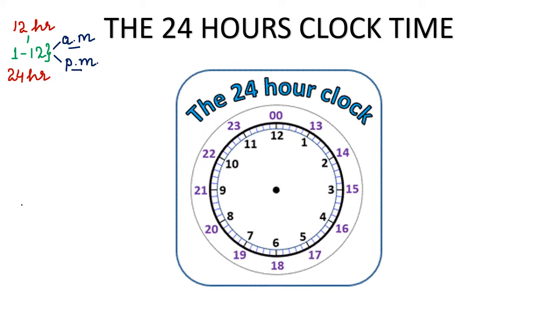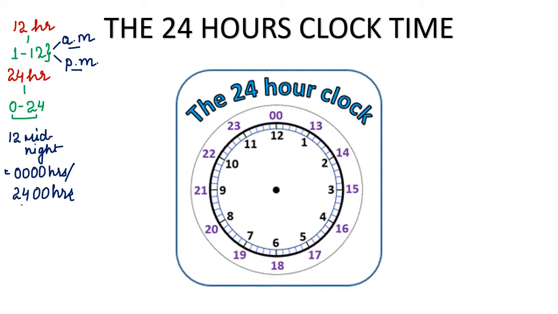But in the 24-hour clock, the hours from midnight to the next midnight are marked as 0 to 24, which means each hour of the day has a separate number. The time 12 midnight is expressed as 0000 hours or 2400 hours. So we represent 12 midnight as 0000 hours.